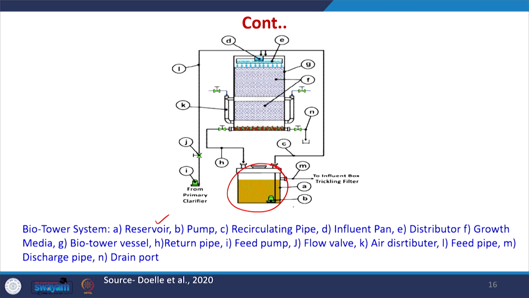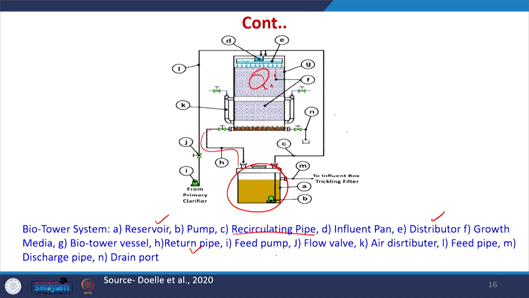It will contain a pump system for distributing the water into the biotower, then a recirculating pipe after the treatment if required, then an influent pan, then a distributor which will be distributing the water, then the growth media which is packed here, then the biotower vessel overall. A return pipe may be required depending upon the condition.